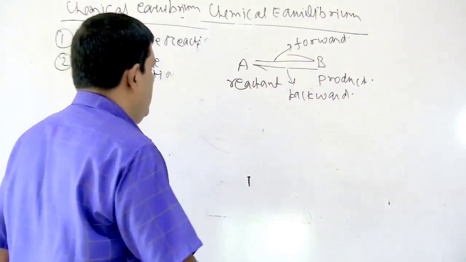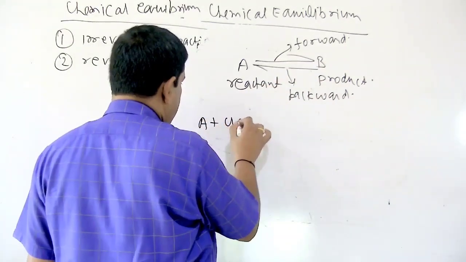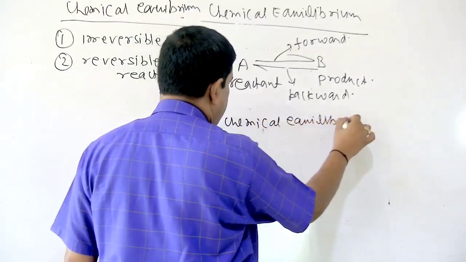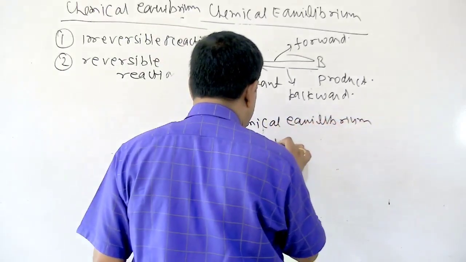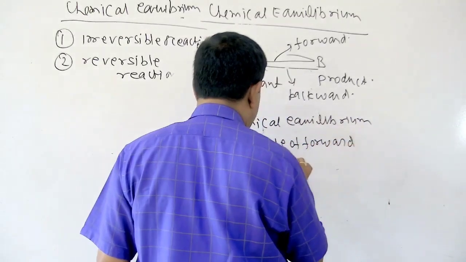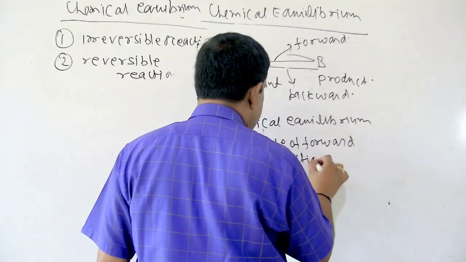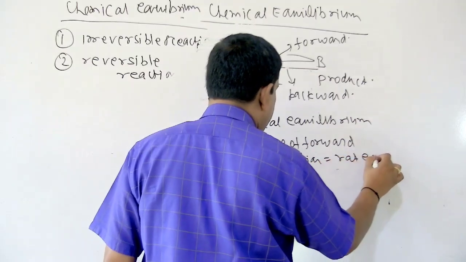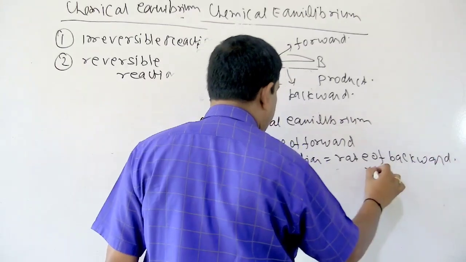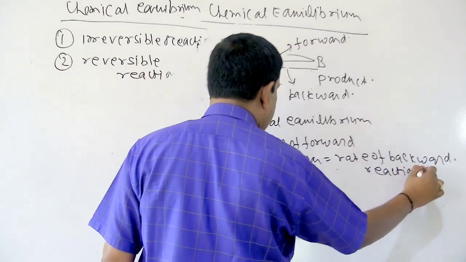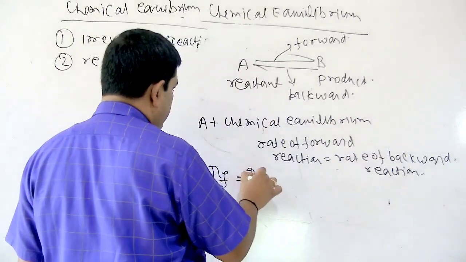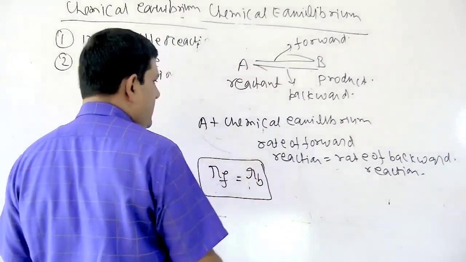So at chemical equilibrium, the rate of forward reaction is equal to the rate of backward reaction. Clear? So RF is equal to RB. This is the main thing.